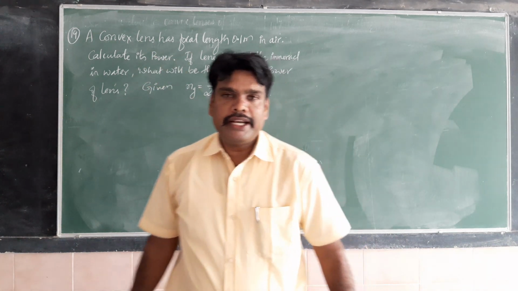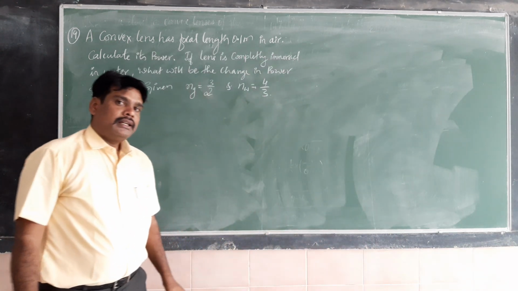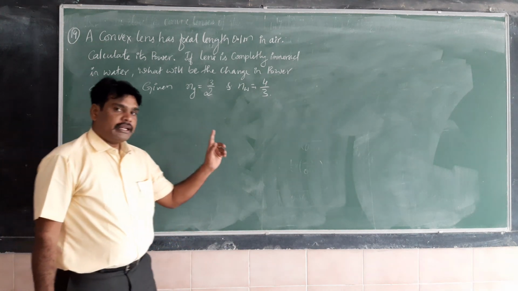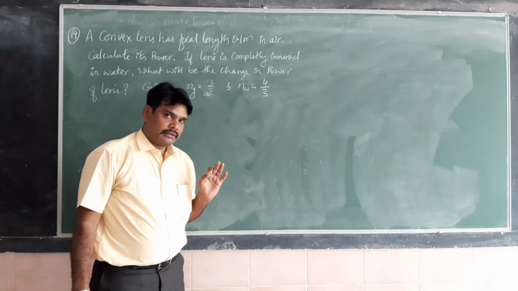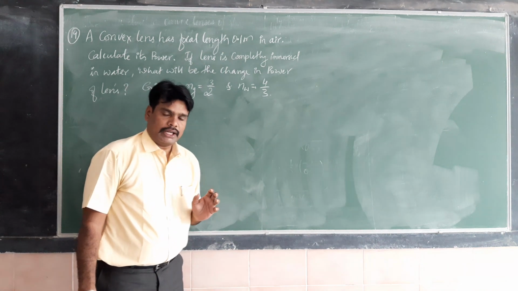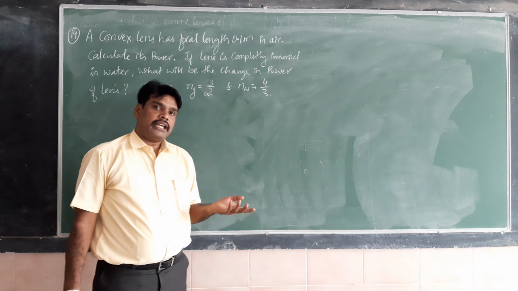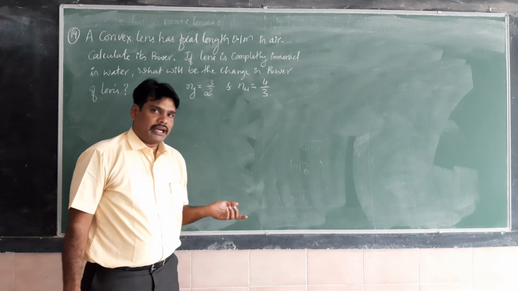See, in problem number 19, we have to use the lens maker's formula again. Here, to use the lens maker's formula, we have to find the power. Power is equal to the reciprocal of focal length. That's why P is equal to 1 by F, but 1 by F is equal to (n minus 1) into (1 by R1 minus 1 by R2).